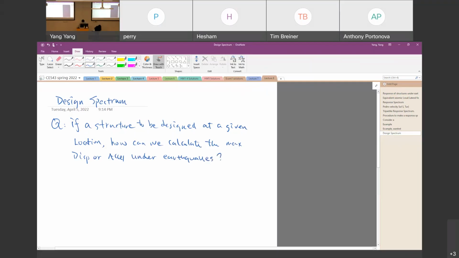So if a structure is to be designed at a given location, how can we determine the maximum acceleration as well as the maximum displacement under earthquakes? So we have already learned that given a structure and given an earthquake record, we should be able to calculate the maximum displacement and acceleration. Right?